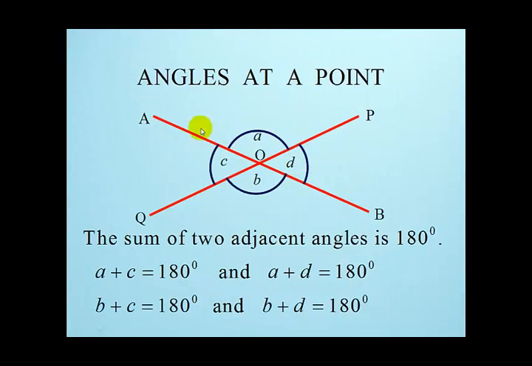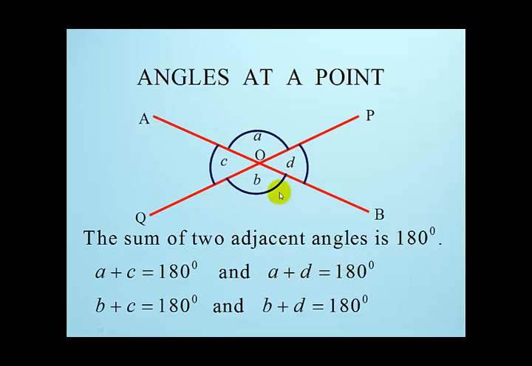Now considering the diagram, the sum of two adjacent angles is 180 degrees. Now when we consider the angle A, adjacent angles to angle A are C and D. And so because the sum of two adjacent angles is 180 degrees, it means that A plus C equals 180 degrees and A plus D is also equal to 180 degrees. So that is how come we have A plus C equals 180 degrees and A plus D equals 180 degrees.